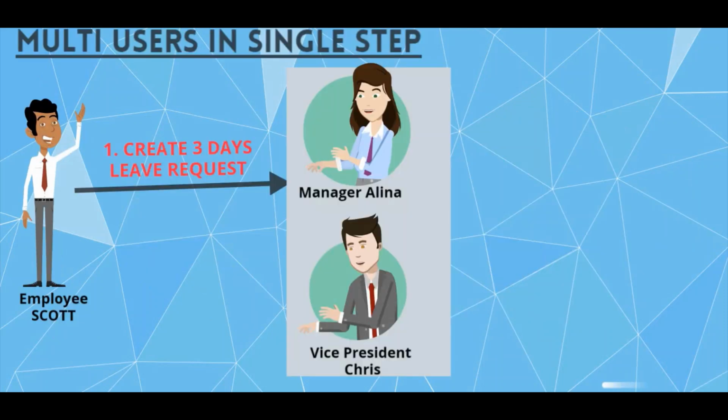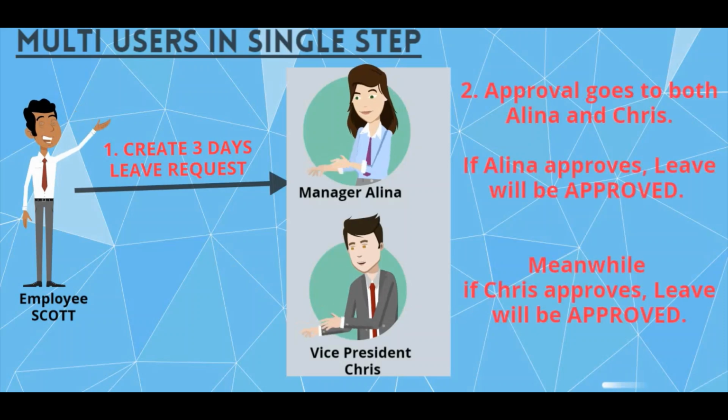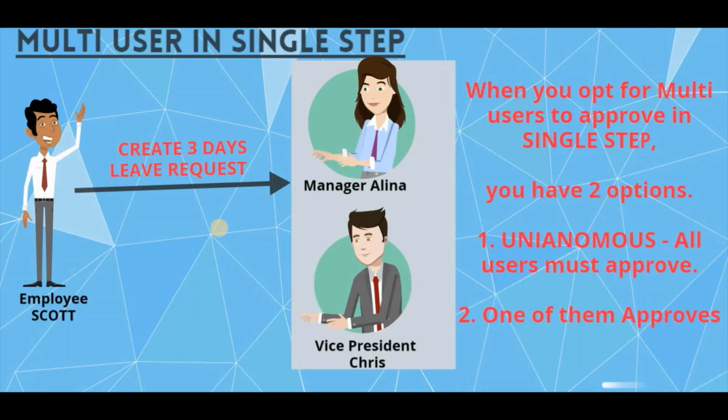Let's say employee Scott has created a 3 days leave request to the team. Here we have the team where manager Alina and vice president Chris are part of it. In this case, approval goes to both Alina and Chris. If Alina sees that record, she can see the approve and reject buttons. Same with Chris, he can also see the approve and reject buttons. If Alina goes first and approves the request, then the leave will be approved. If Chris has approved it before Alina does, then even in this case, the request can be approved. But whenever we have multiple users to approve a leave request, we can choose 2 options.